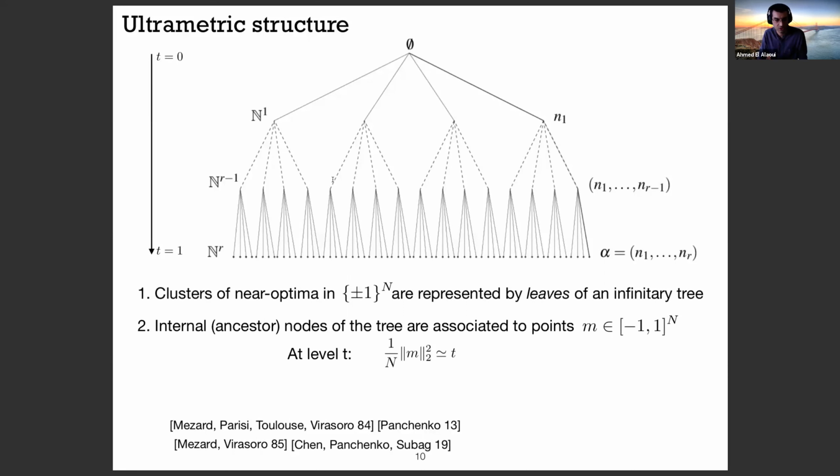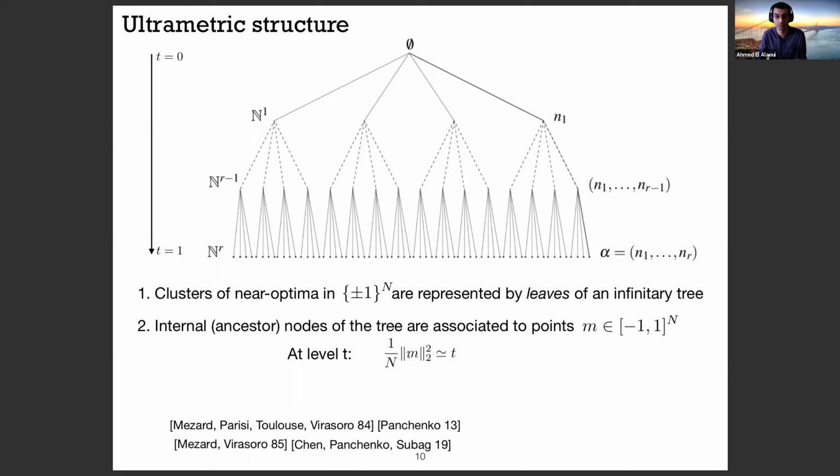And so if you look at the internal nodes in this tree, also called ancestor nodes, these are associated to actual physical points in the solid cube [-1, 1]. At level t, if I look at an ancestor state, that will correspond to a point m that furthermore has an L2 norm that is about t when you normalize it properly.